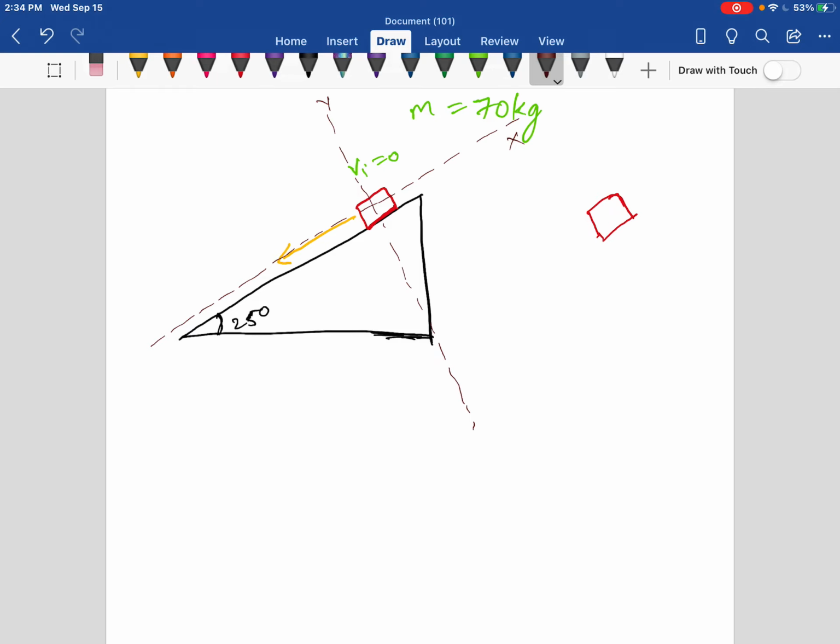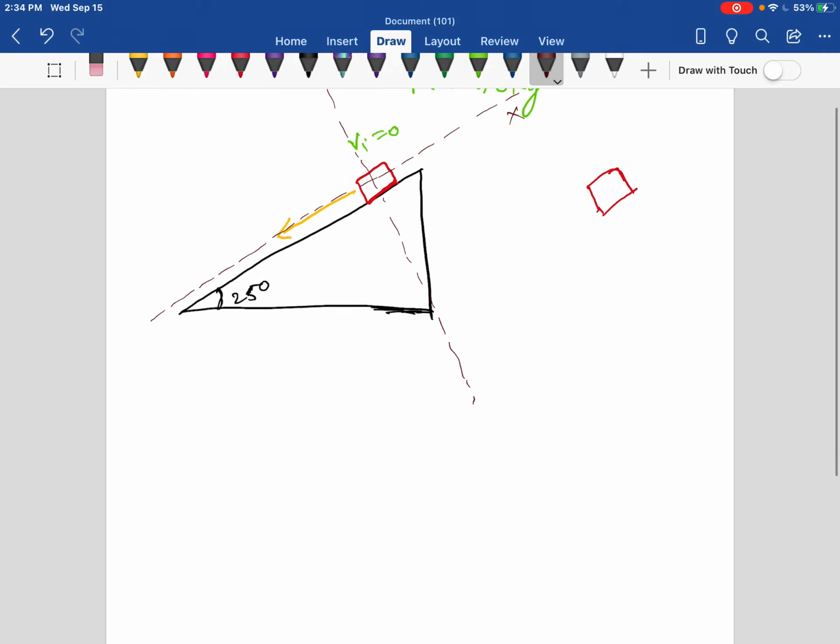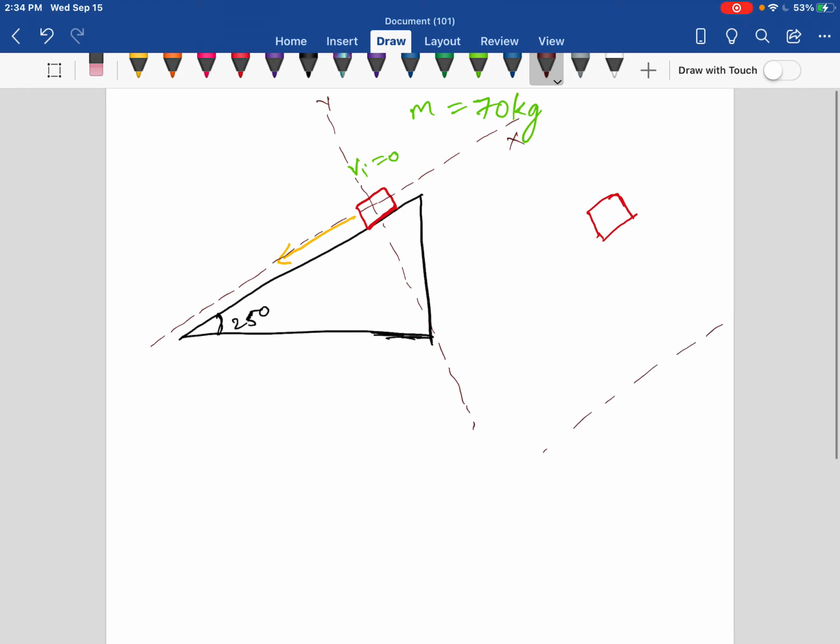It is not exactly up, but it is diagonally up. Whatever, you cannot take the x-axis this way and then the y-axis this way. You cannot do that. Both have to be perpendicular to each other, at 90 degrees with each other.